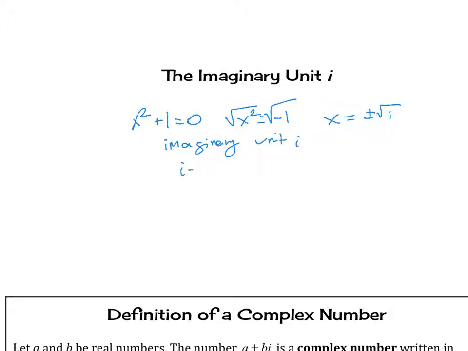And so what that is, i equals the square root of -1, or i squared equals -1. So for example, if you have -5 plus the square root of -9, that changes to -5 plus 3i.